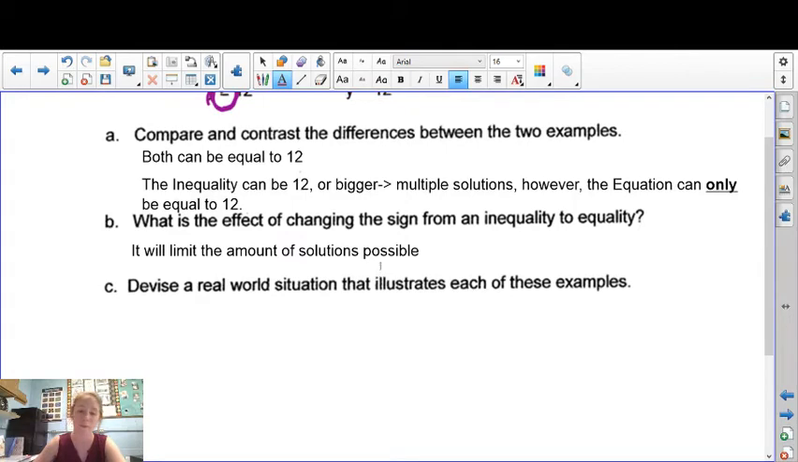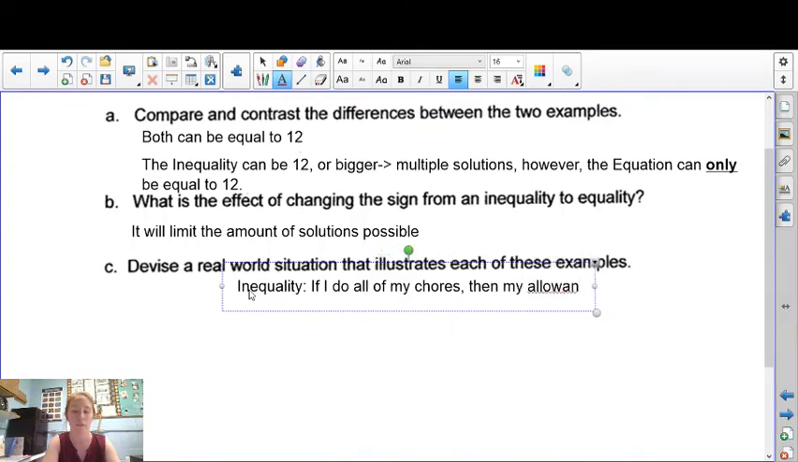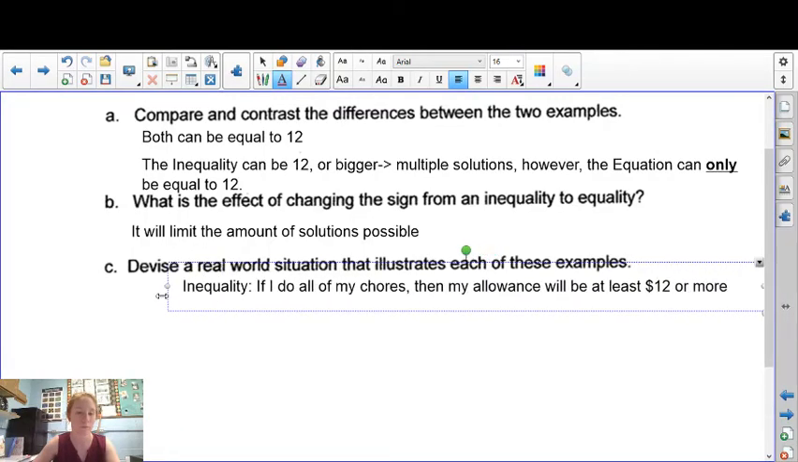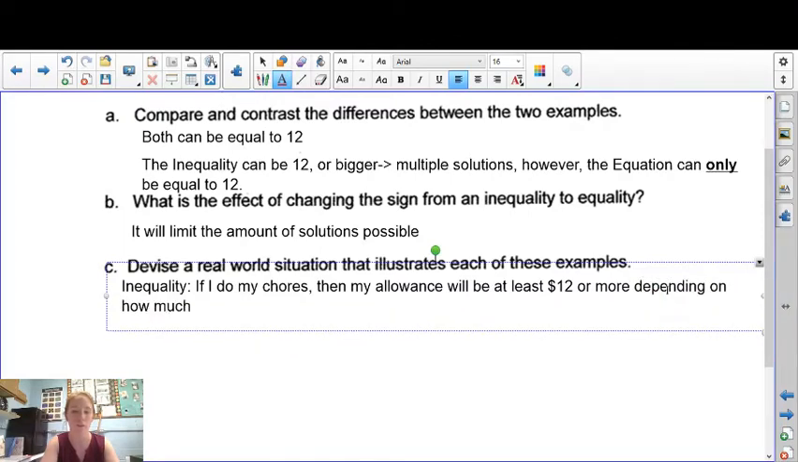And then it says devise a real-world situation that illustrates each of these examples. So first one, my inequality. Let's see, something that needs to be greater than 12. If I do all of my chores, then my allowance will be at least $12 or more, depending on how much I do.